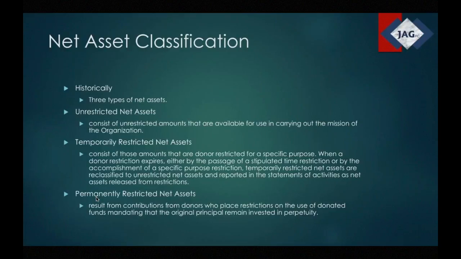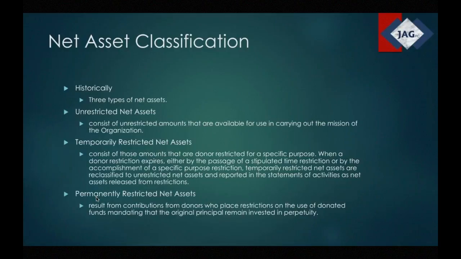Permanently restricted net assets result from contributions from donors who place restrictions on the use of the donated funds, mandating that the original principal remain invested in perpetuity. The best example of these is endowments. Some of you may have cases where someone passes away and says, I'm going to leave you $1 million. I don't want you to touch the $1 million, but you can use the interest for XYZ purpose. And so the permanently restricted part is that $1 million. There will always be permanently restricted assets of $1 million because you can't touch the principal. You're just allowed to use the earnings.